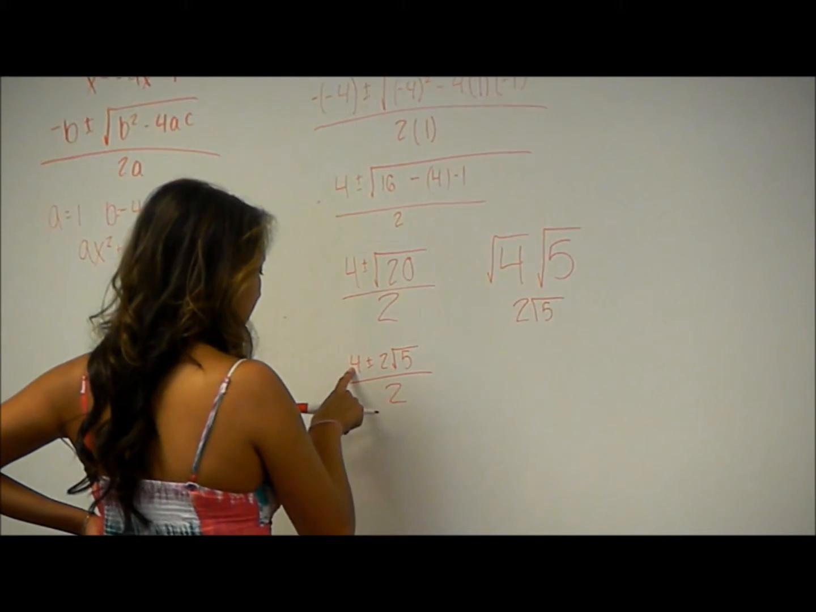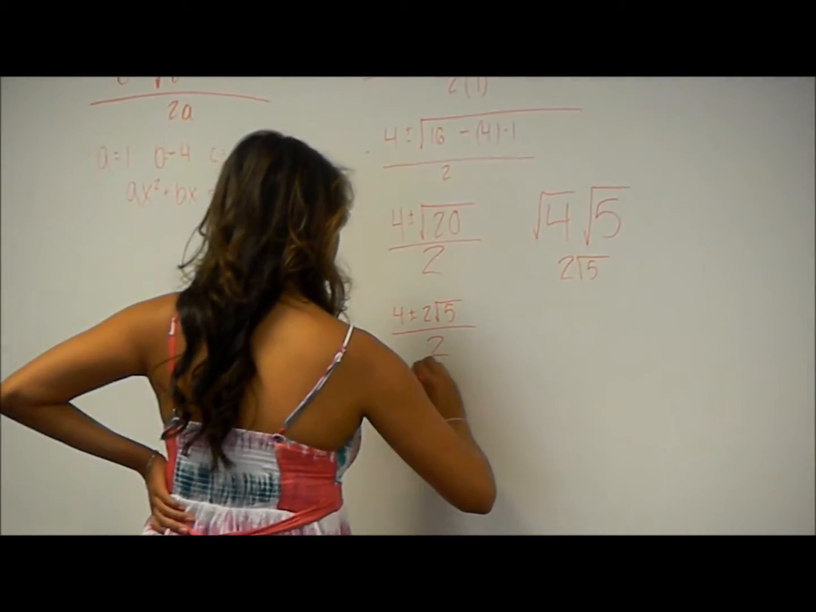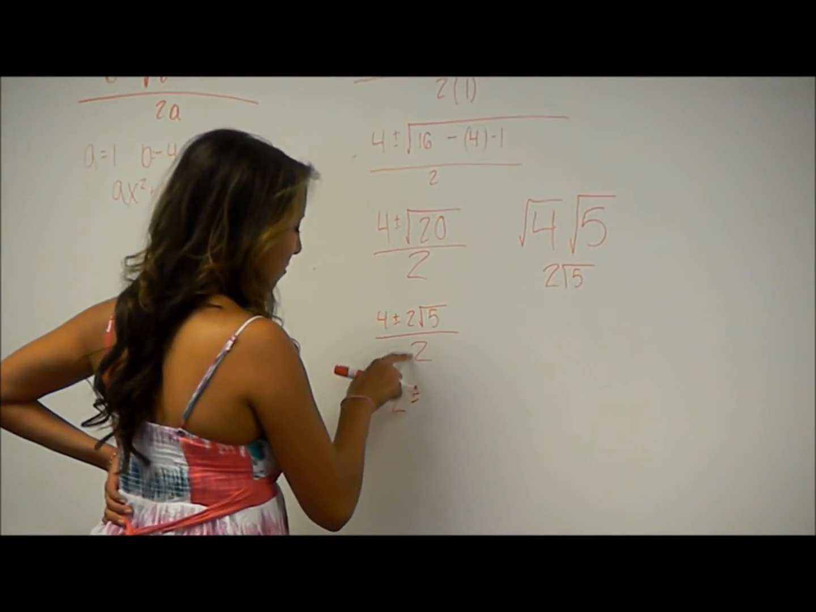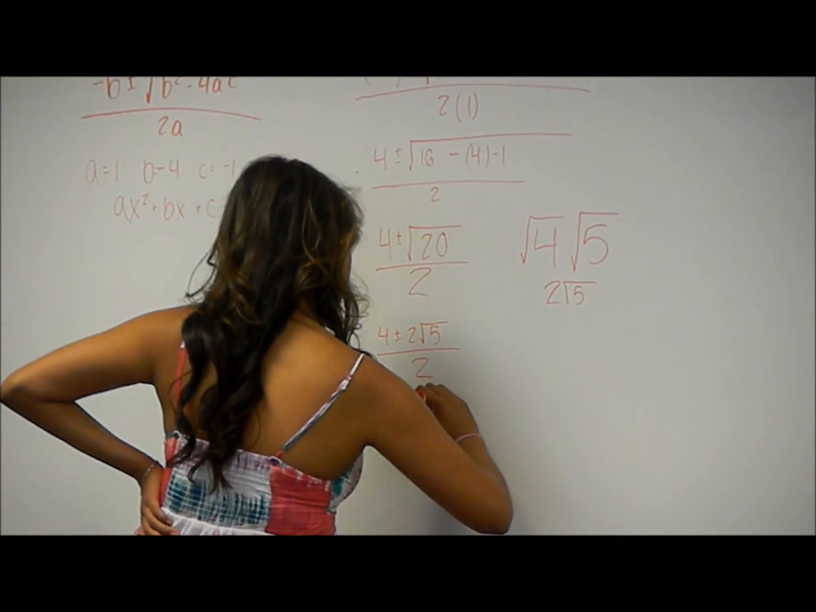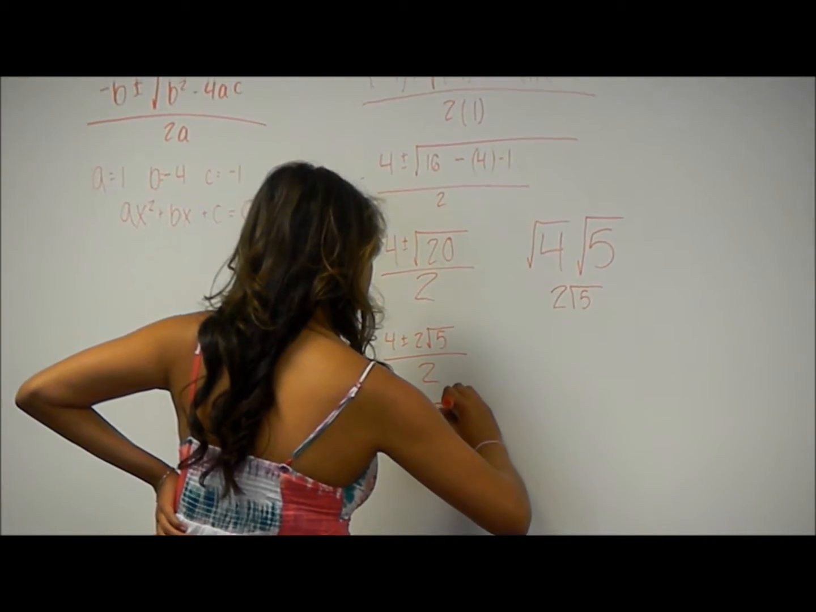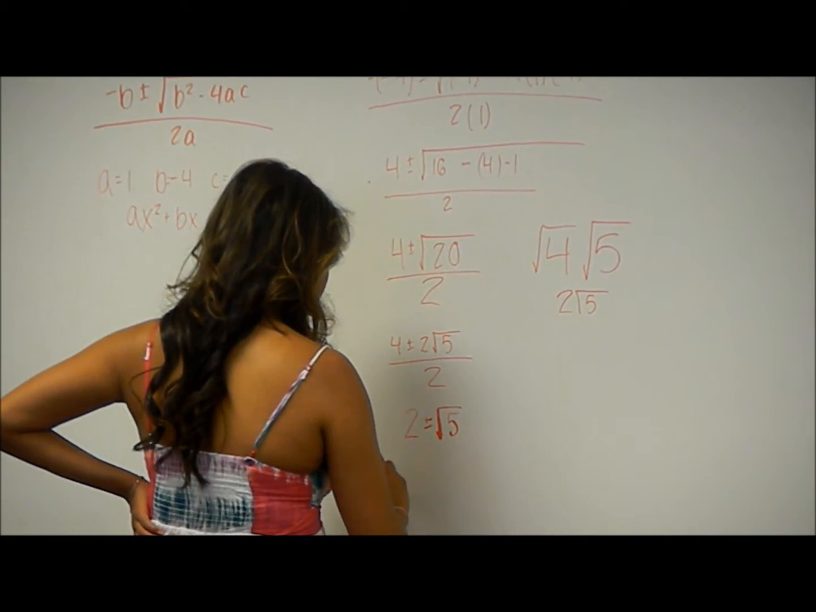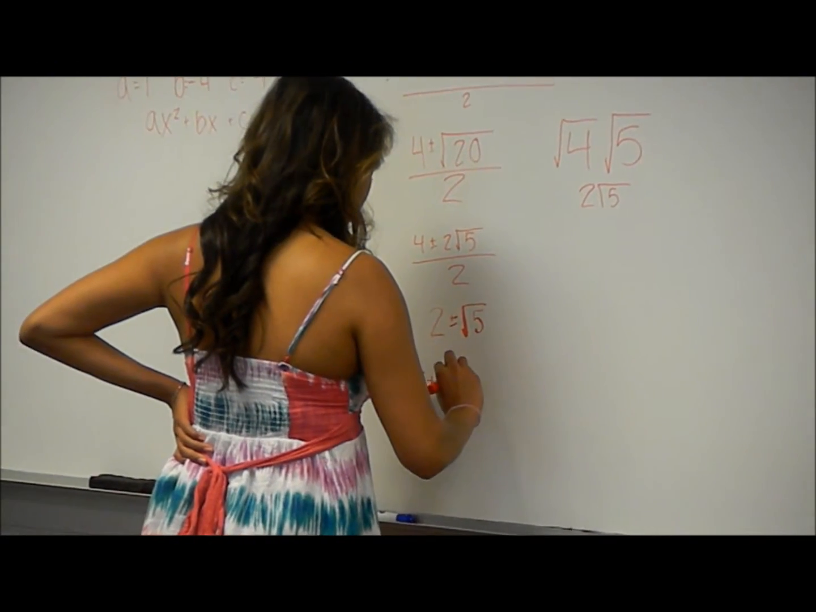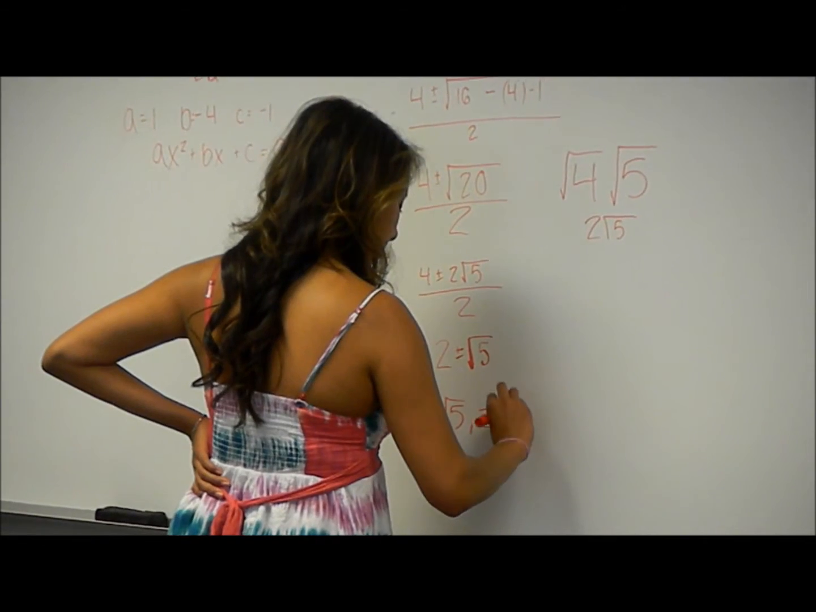From there we can divide 4 by 2, which will give us 2, plus or minus 2 divided by 2 is 1. So we can say square root of 5. So x equals 2 plus the square root of 5 and 2 minus the square root of 5.